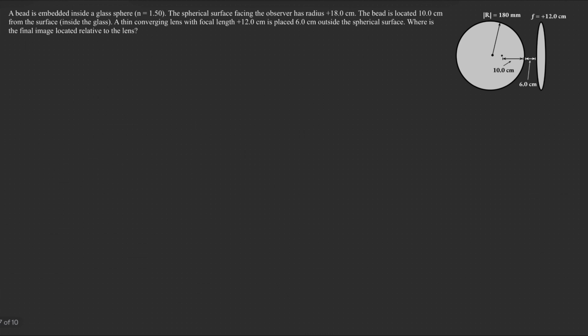Now, for our next problem, a bead is embedded inside a glass sphere with an index of refraction of 1.5. The spherical surface facing the observer has a radius of 18 centimeters. The bead is located 10 centimeters from the surface inside the glass. A thin converging lens with a focal length of 12 centimeters is placed 6 centimeters outside the spherical surface. Where is the final image located relative to the lens?